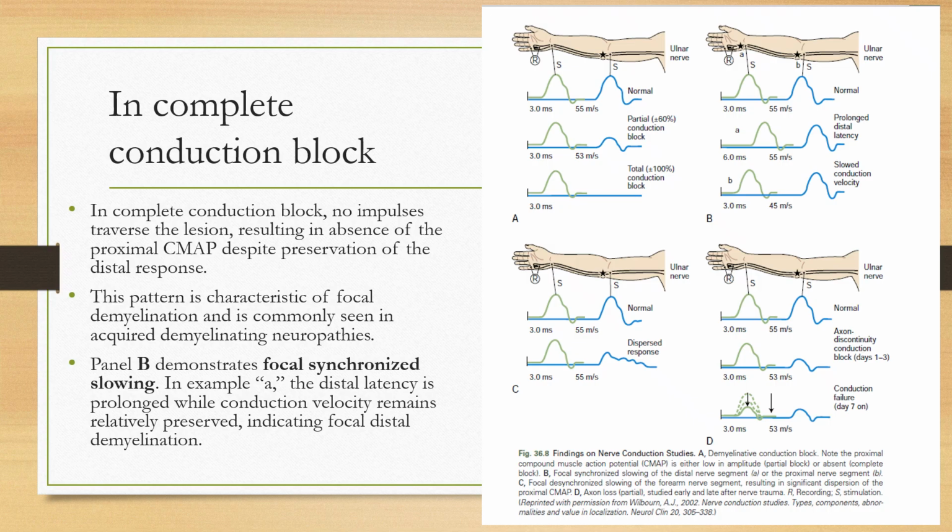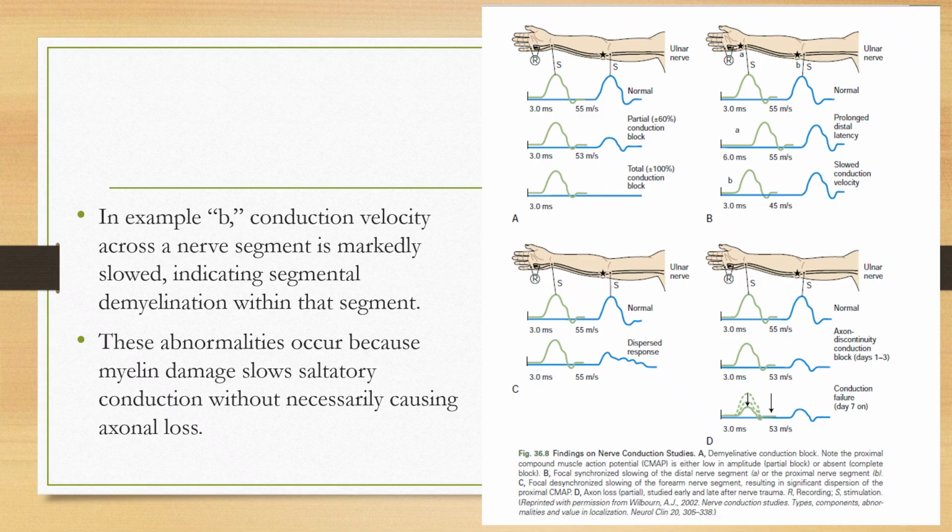Panel B demonstrates focal synchronized slowing. In example A, the distal latency is prolonged, while conduction velocity remains relatively preserved, indicating a focal distal demyelination. In example B, conduction velocity across a nerve segment is markedly slowed, indicating segmental demyelination within that segment. These abnormalities occur because myelin damage slows saltatory conduction without necessarily causing axonal loss.